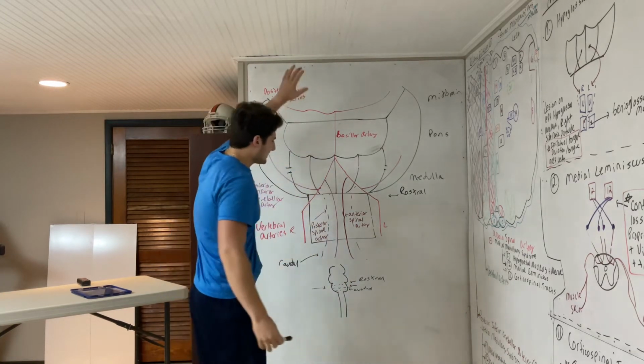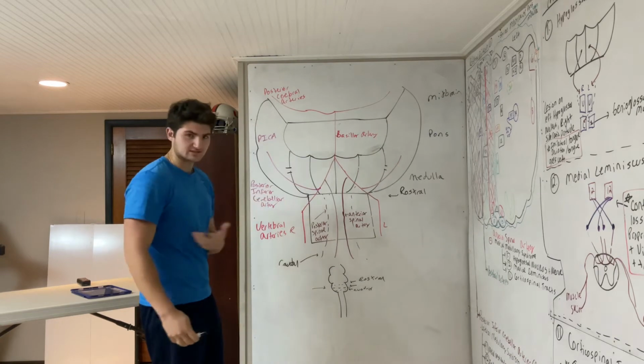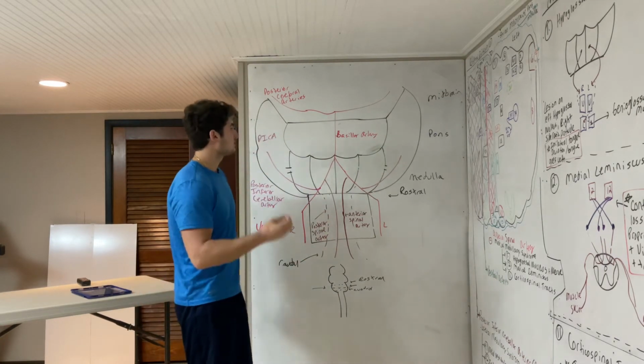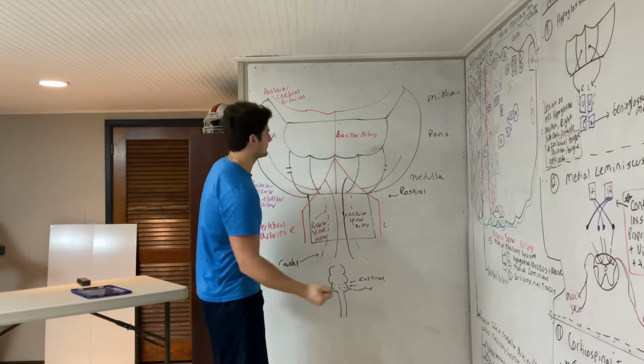Now, why do I have this structure in red? What's this red stuff coming around it? Well, red is arteries, which we're going to talk about right now. The main, or the first artery, what are we going to have?